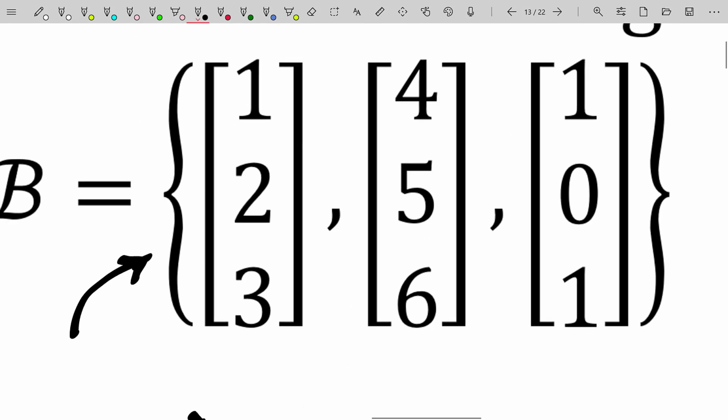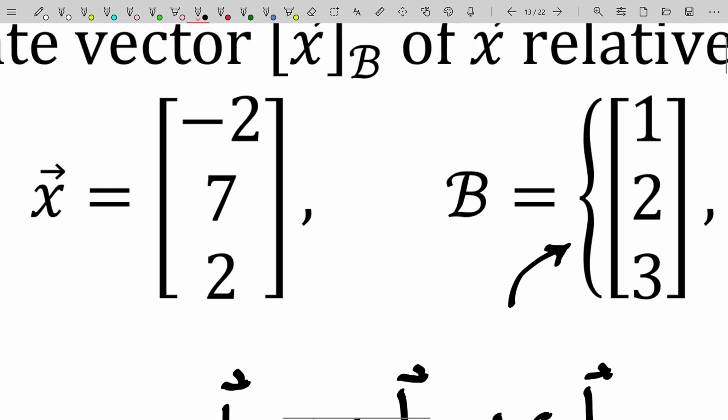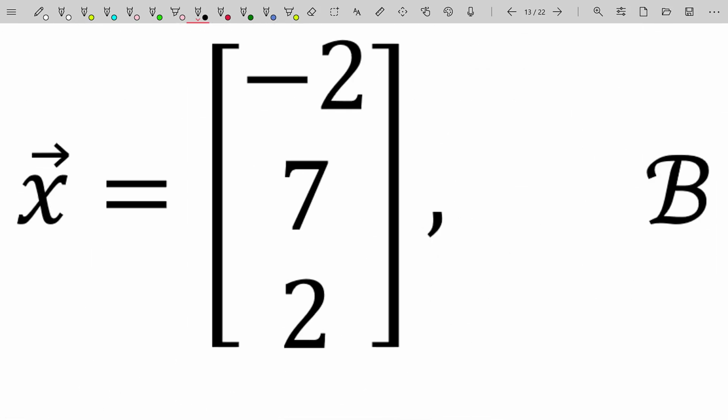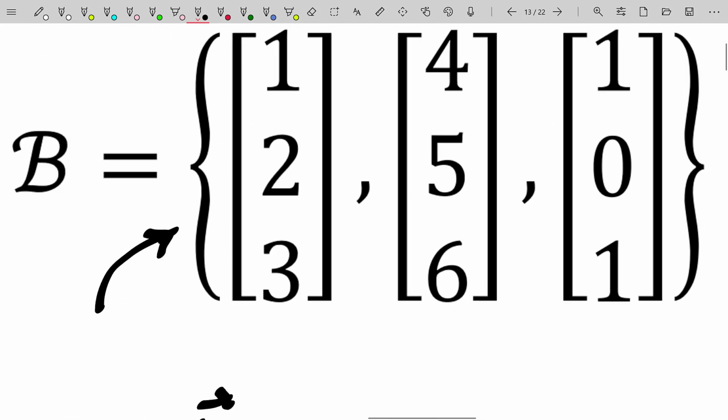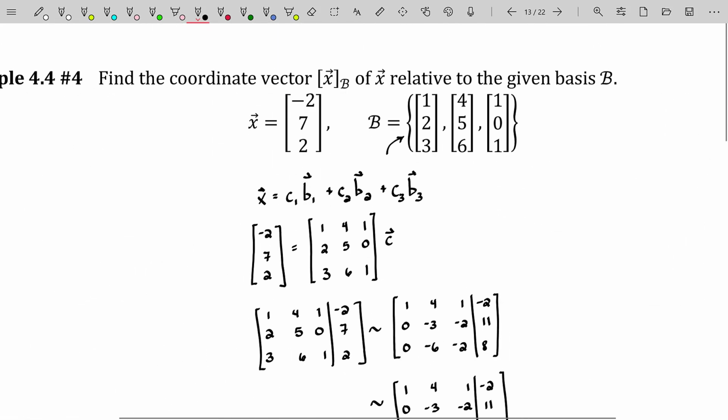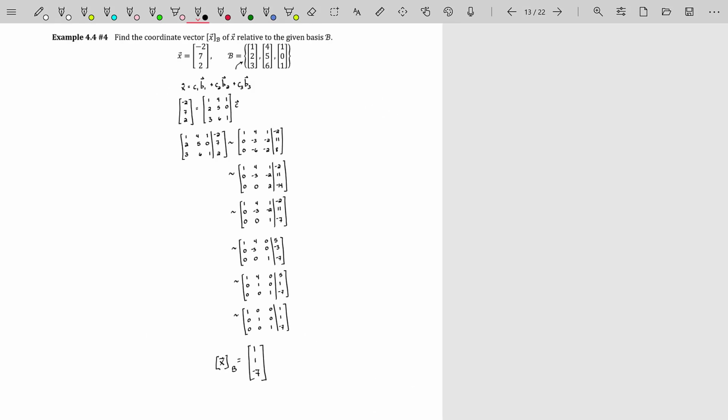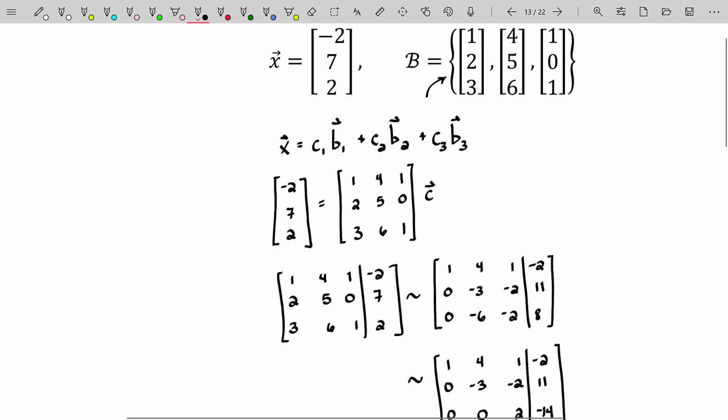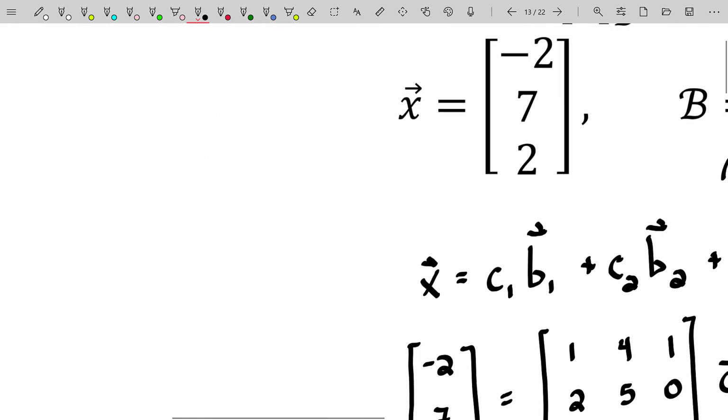Instead, they're the streets described by these vectors, 1, 2, 3, 4, 5, 6, and 1, 0, 1. So to get to this point in R cubed, by traveling along these basis vectors here, we're going to travel along the first basis vector 1 unit. Then, once we reach that spot, travel along the second basis vector 1 unit, and then travel in the direction opposite the third basis vector for 7 units to arrive at this vector -2, 7, 2.